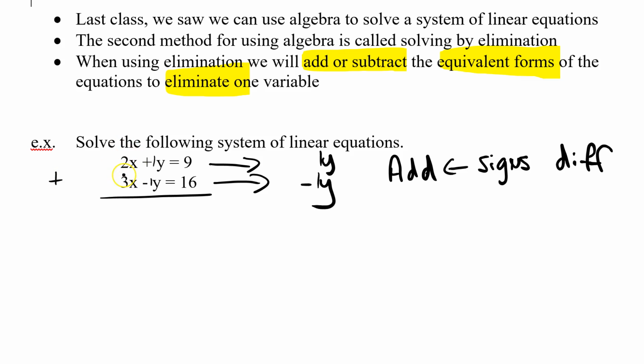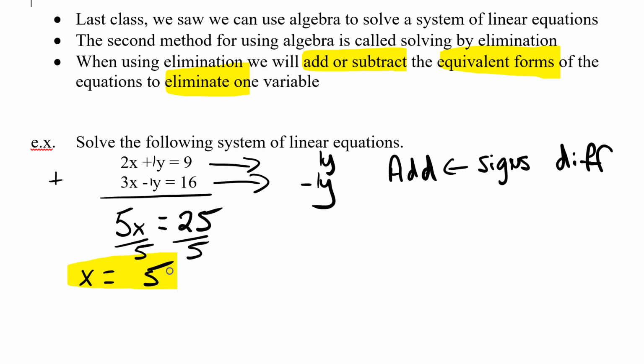What's 2x and 3x? Well, that's 5x. Positive 1 and minus 1 is 0. It disappears, so I don't have to write anything down there. And it equals 9 plus 16, which is 25. Now I'm just simply going to solve for my x. Right now it's being multiplied by 5, so I'm going to divide by 5. And the x value is equal to 5. So right there I've solved for my x.